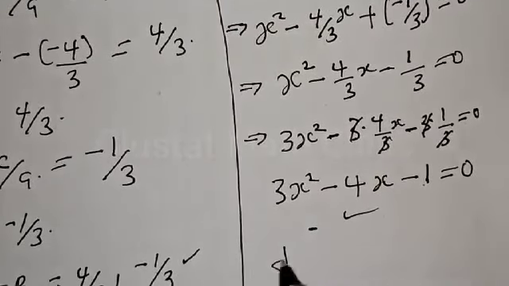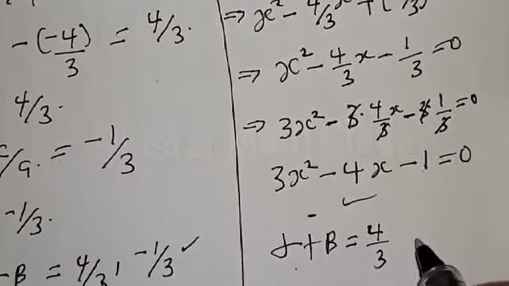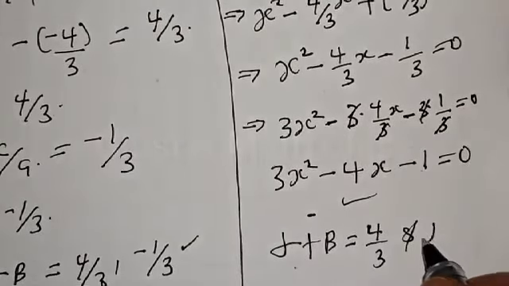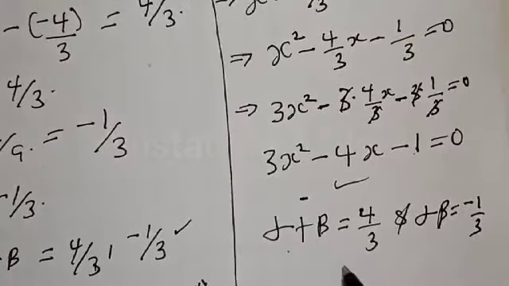This means that our solution for alpha plus beta, which is equal to 4 over 3, and alpha beta, which is equal to minus 1 over 3, satisfy the given equation.